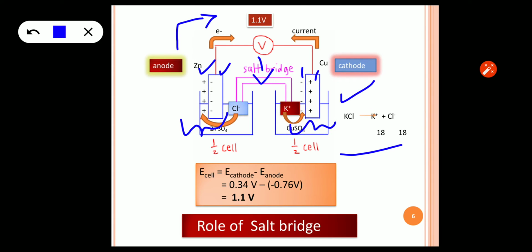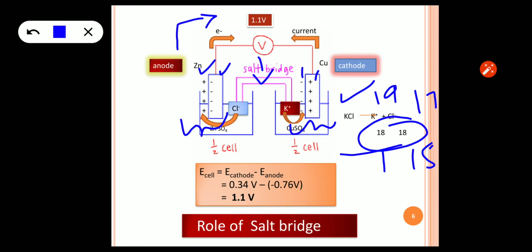KCl dissociates to give K+ and Cl-. The atomic number of potassium is 19, and if it loses one electron it becomes 18. Chlorine has atomic number 17, and it accepts one electron, so the number rises to 18. So both have the same atomic number. Since both have the same atomic number, they move with the same speed.